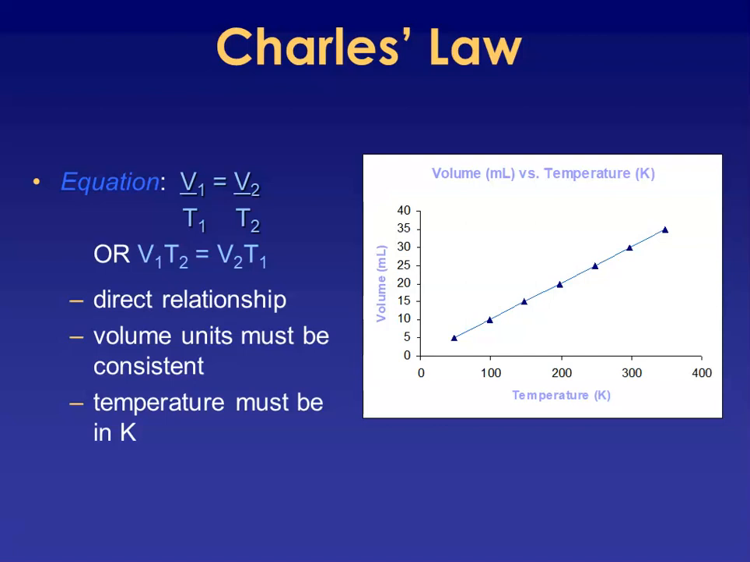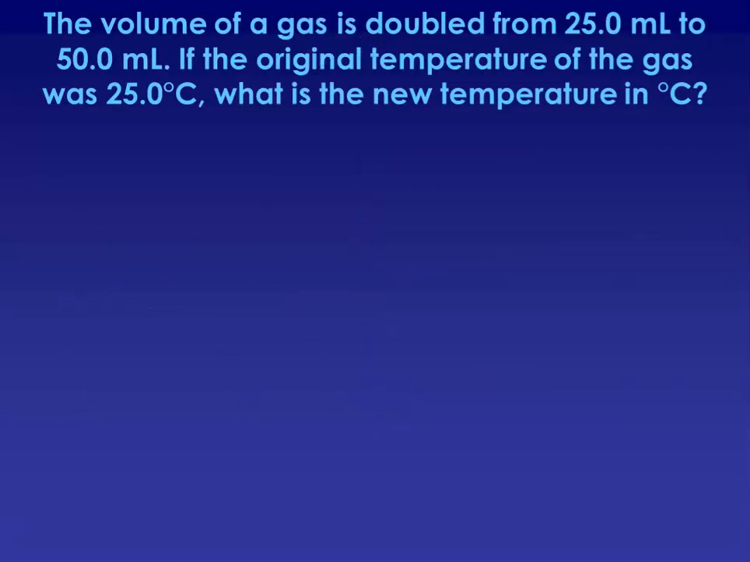So if they're both going to be increasing proportionally or both decreasing proportionally, we would have V1 over T1 equals V2 over T2. In a linear expression, when you cross multiply, V1 would go with T2 and V2 would go with T1. Your volume units, again, can be whatever you would like as long as they are consistent. Temperatures, however, must be in Kelvin.